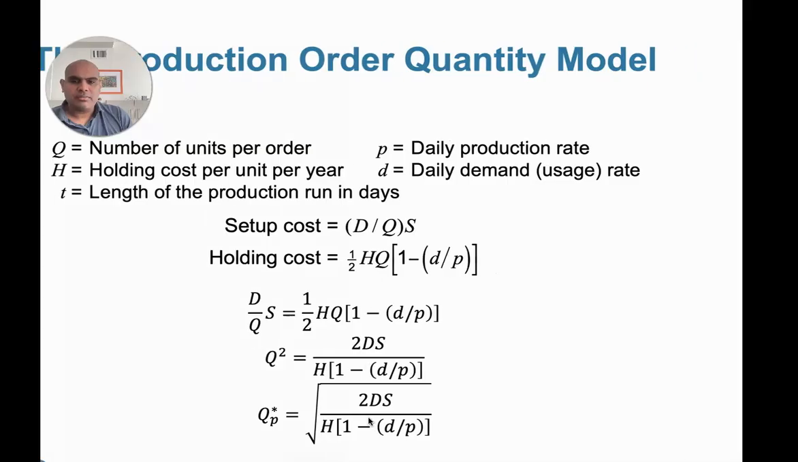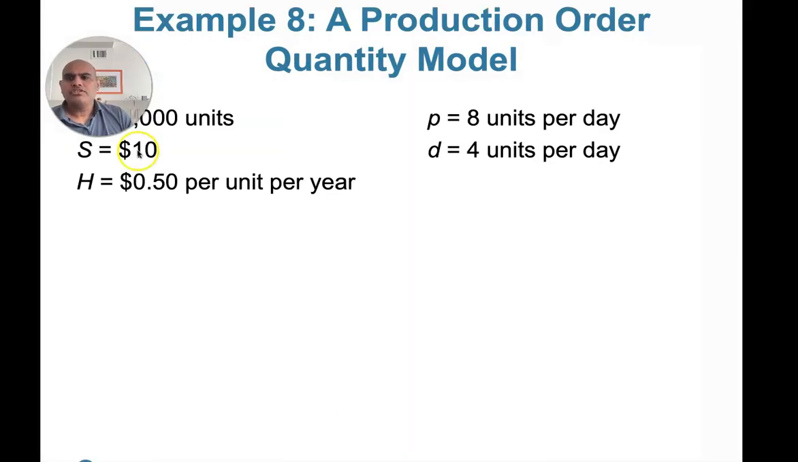So let's look at a couple of examples. Let's assume that demand is 1,000 units. Setup cost is $10 and holding cost is 50 cents. Let's say that we have the capability of producing 8 units per day and our demand is 4 units per day. This 4 units per day can be calculated from the fact that annual demand is 1,000 and the number of working days in a year is approximately 250. So 1,000 divided by 250 gives you 4 units per day. It's the same calculation we did before with the economic order quantity model.